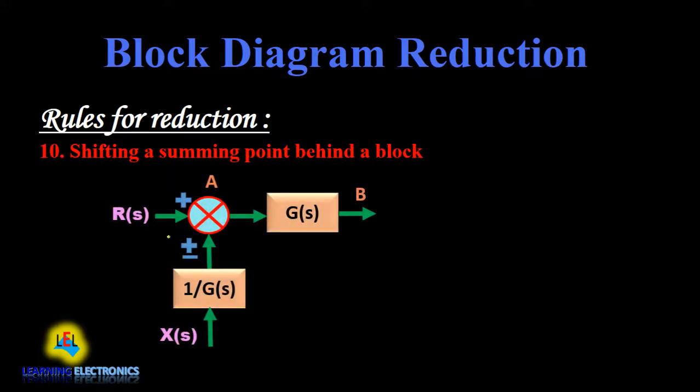So we have shifted. Now what we are getting, C(s) is equal to R(s) plus minus X(s) by G(s) whole multiplied by G(s). So the output is not changing. So whenever we shift the summing point behind the block, one block of 1 upon G(s) will be added in the branch of X(s).